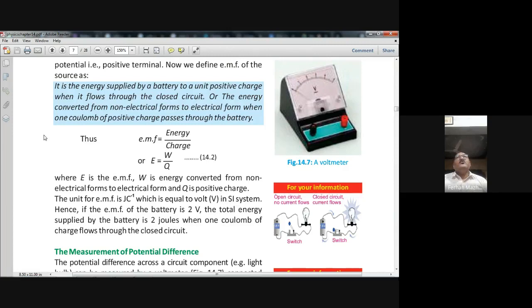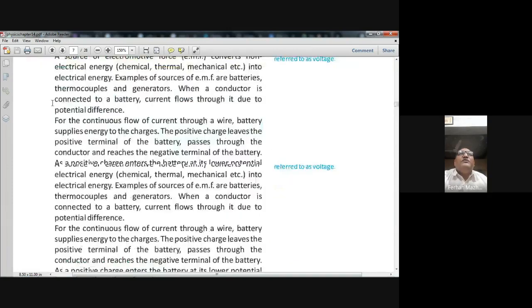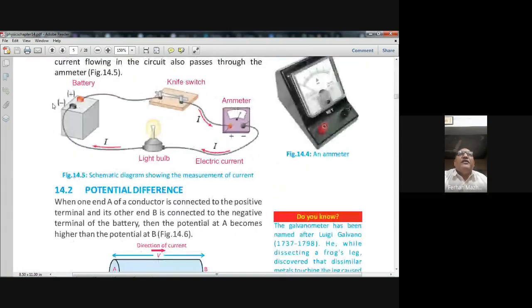Remember one thing. You see, we have studied 2 terms. One is potential difference, which I talked about in my lecture number 2 in this chapter. And today we are talking about the EMF. Both the EMF and the potential difference are measured in the same unit. The unit is volt, V-O-L-T, represented with capital V.